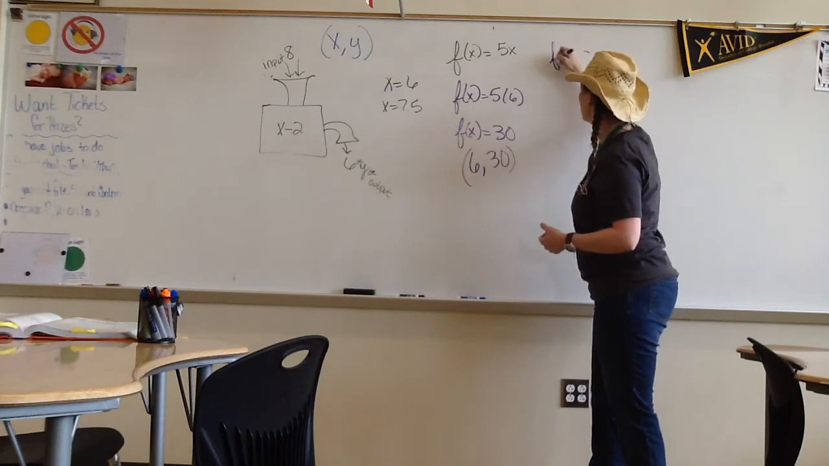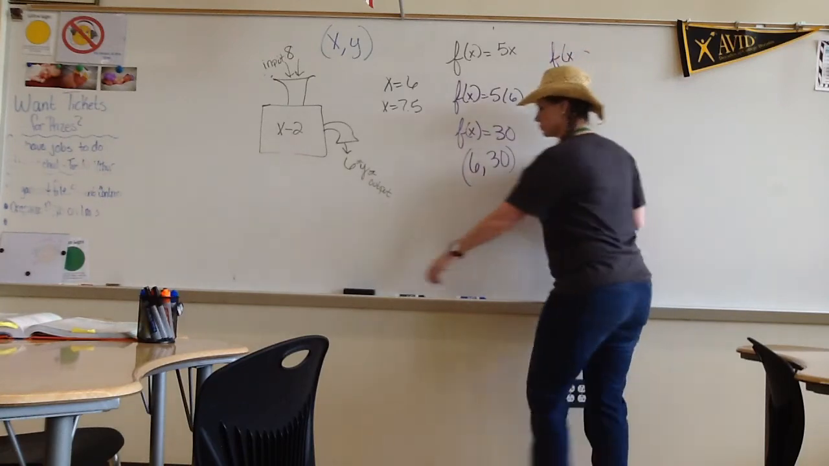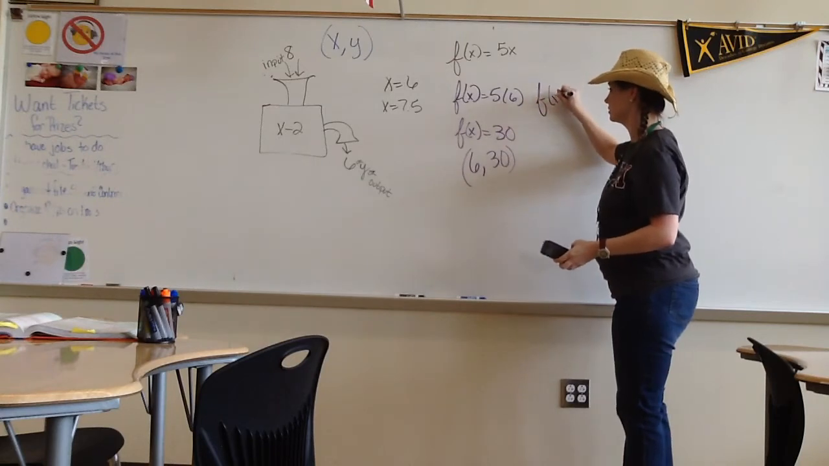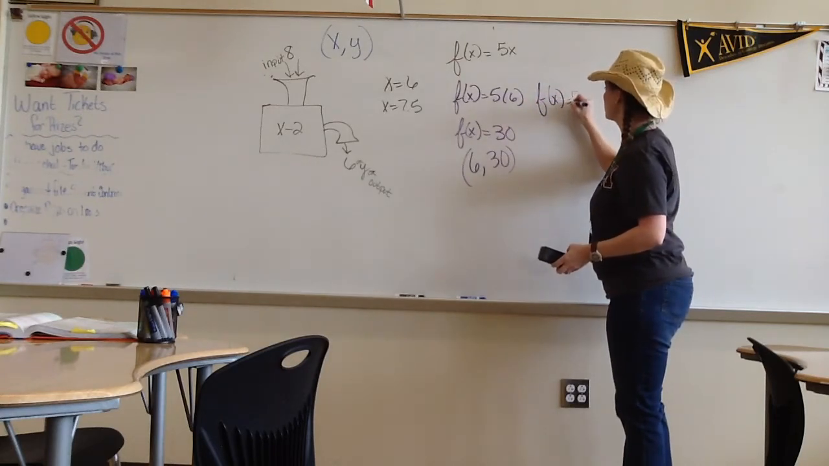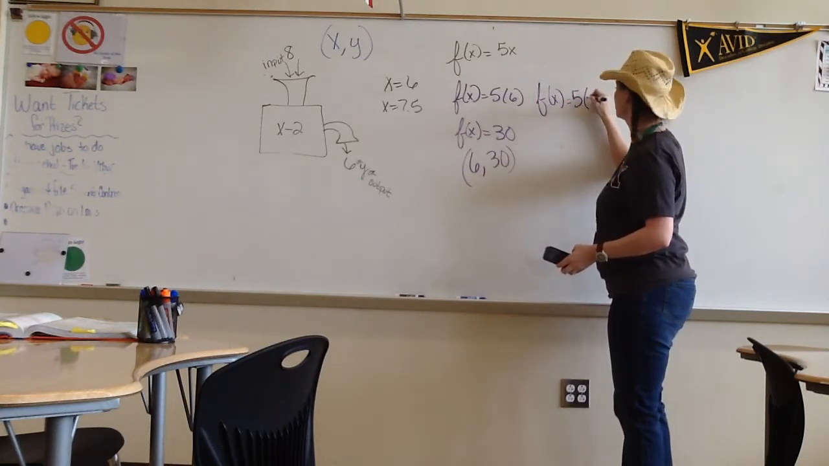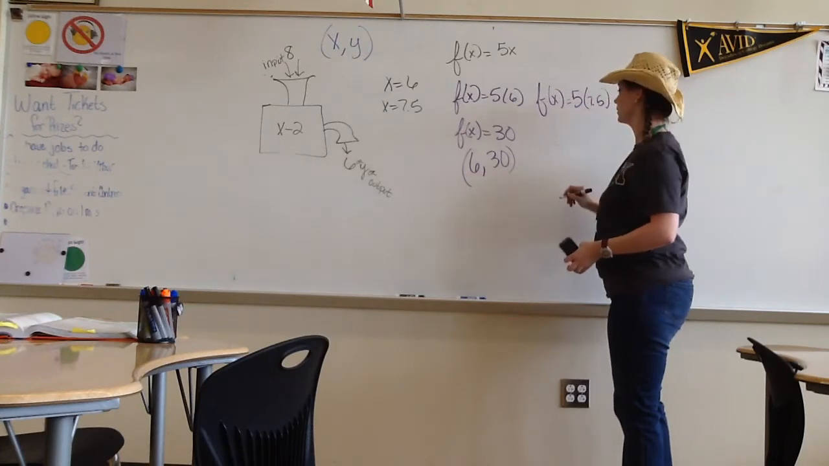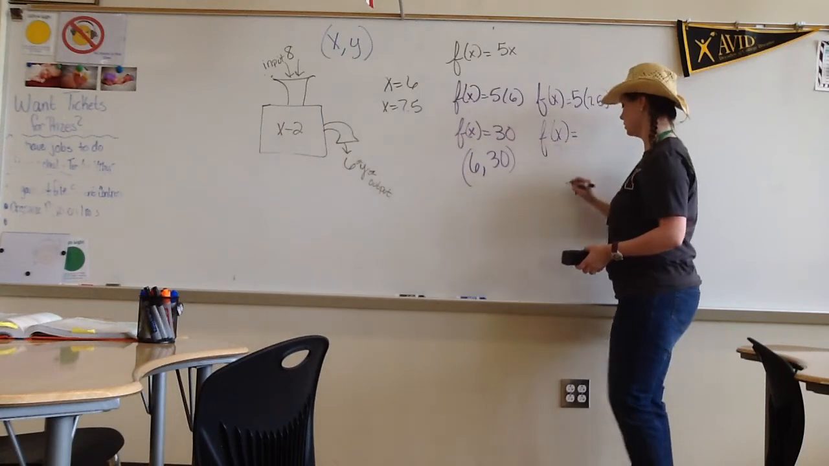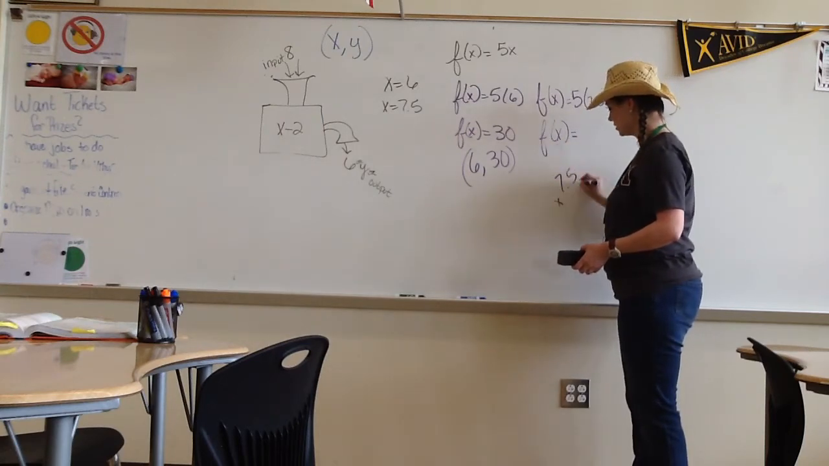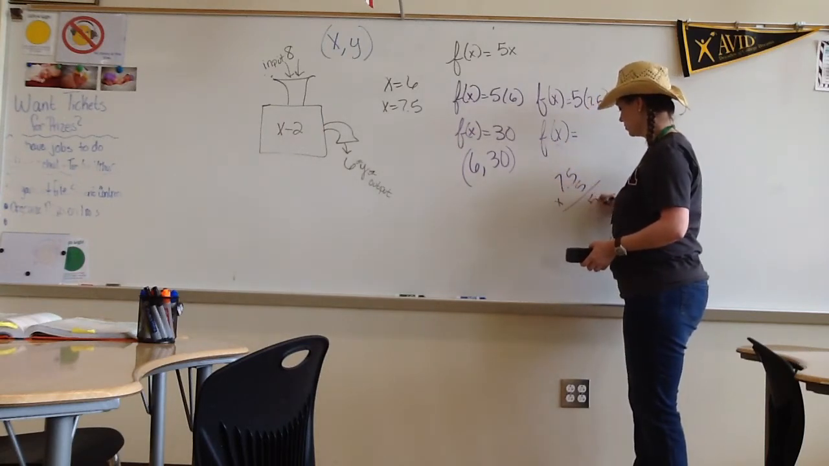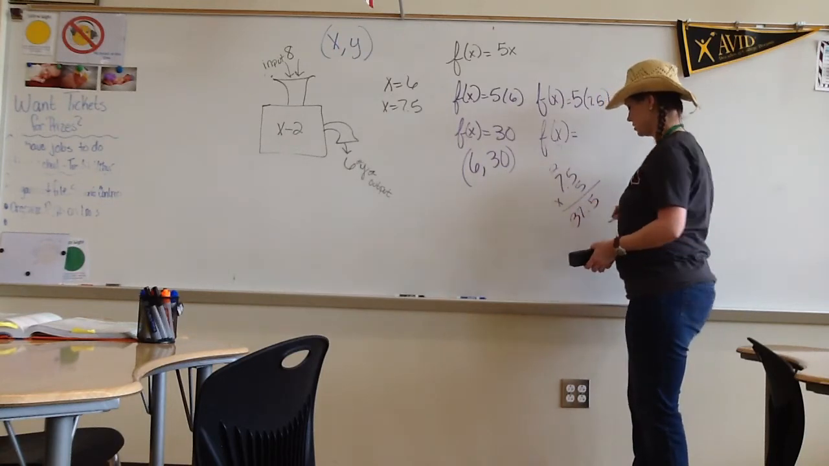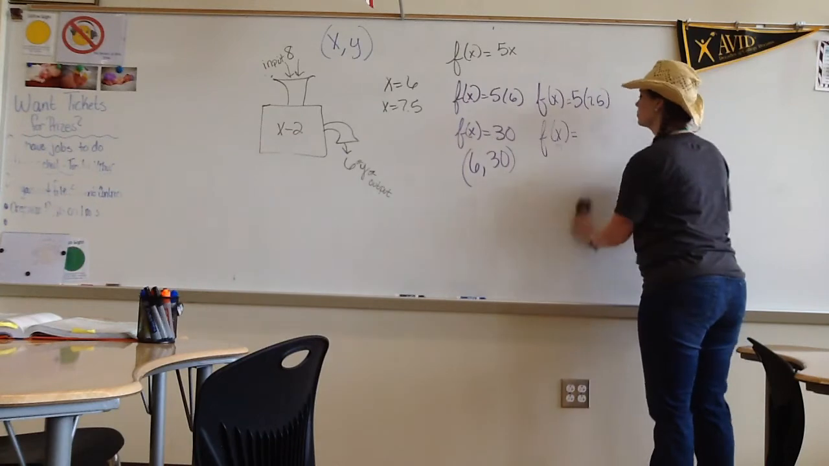And then I could do another one. f of x equals 5 times 7.5. Okay? This is where you plug in your calculator, because you're not going to know this from your head. So you've got 7.5 times 5. You get 5 times 7 is 35, plus 2.5 you get 37.5.